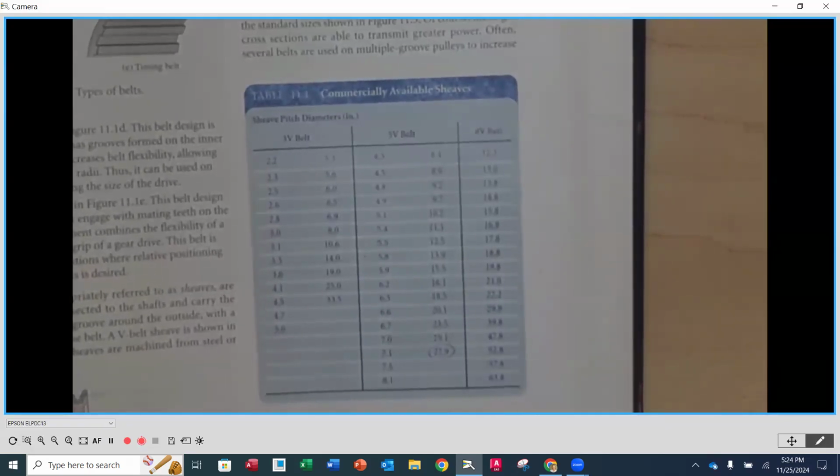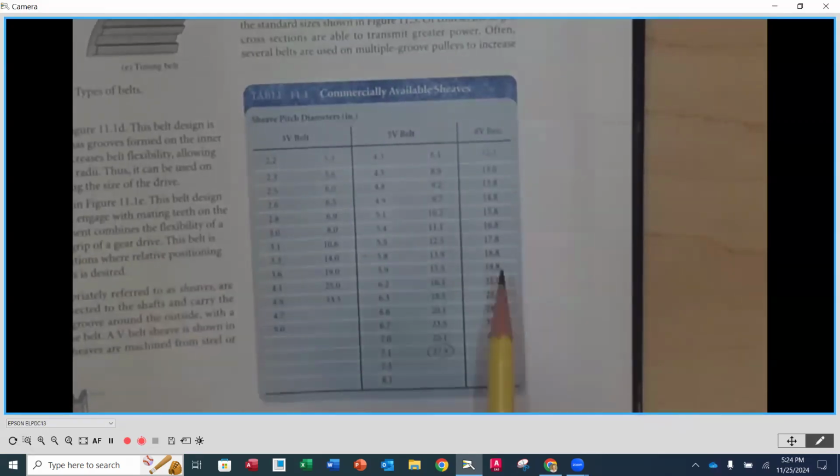Okay. So when we're doing our problems, we're going to be looking to this table for picking out the shivs that would be appropriate for an application.